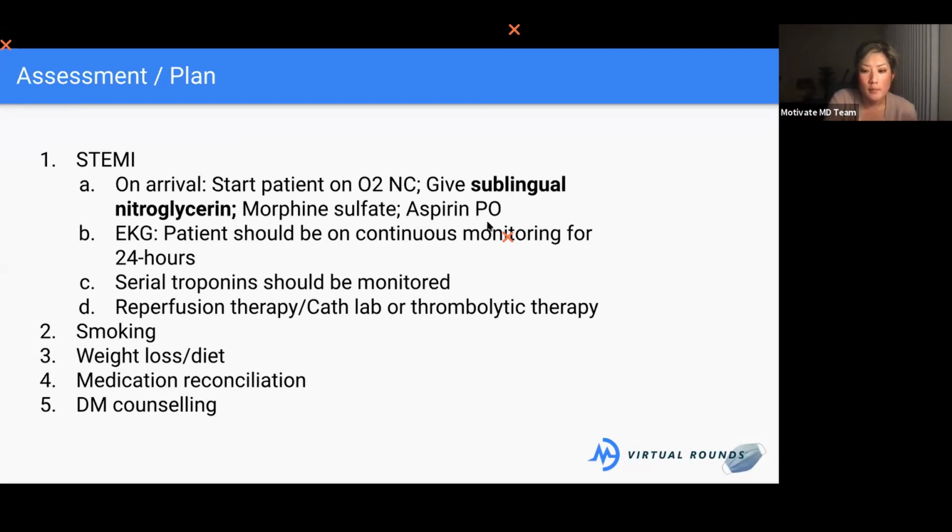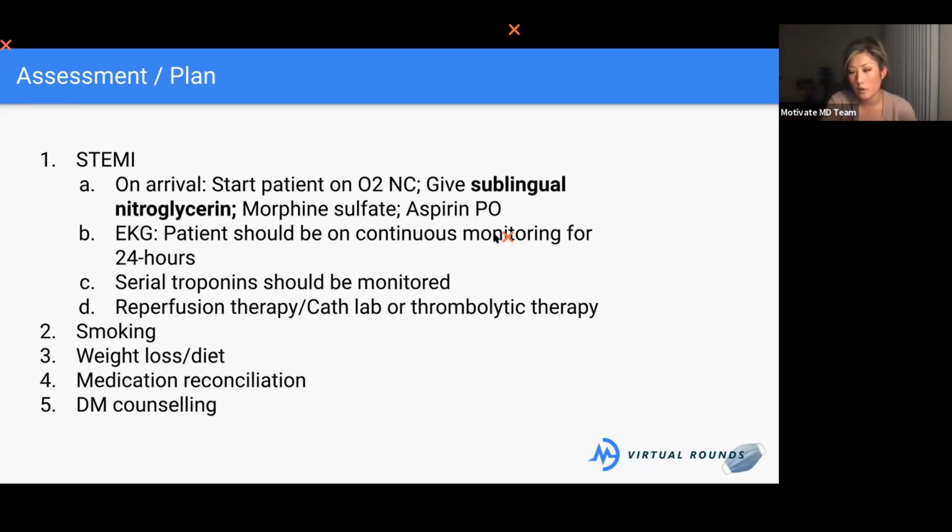And then I mentioned the door to balloon time. So depending on when his chest pain started, he may be a candidate for cardiac catheterization, meaning we're just going to go right in there and stent open the vessel to open it back up. So we can do that. We can also give him medications that bust the clot in his vessel, but there's a lot of factors that you don't need to know right now that determine which we do.